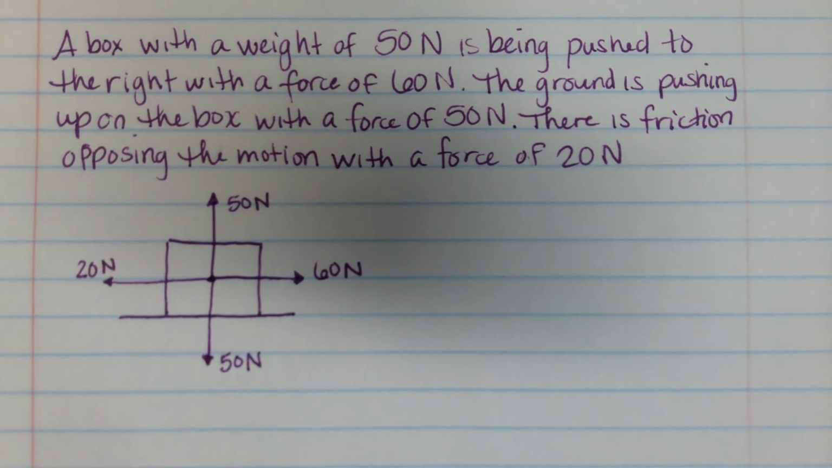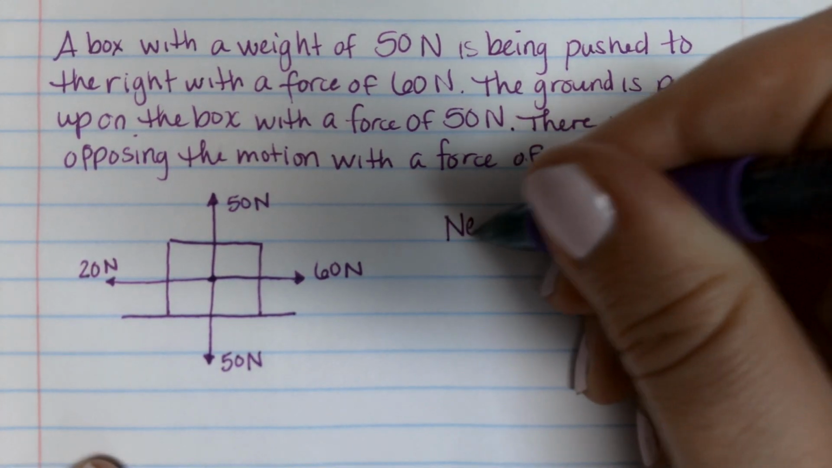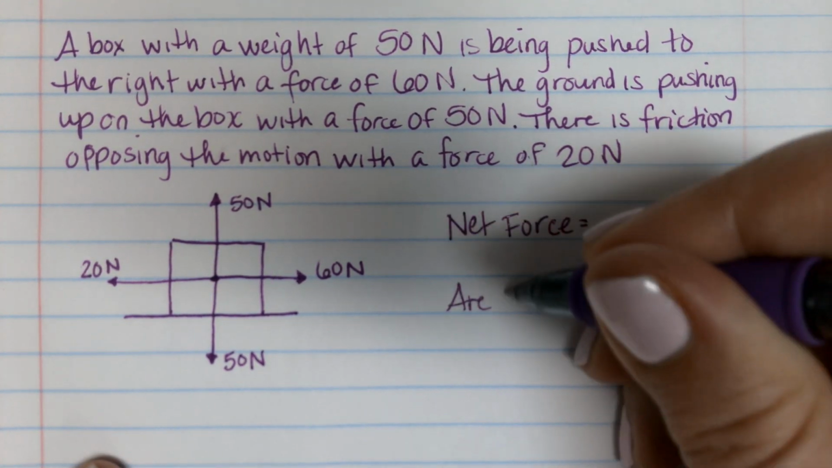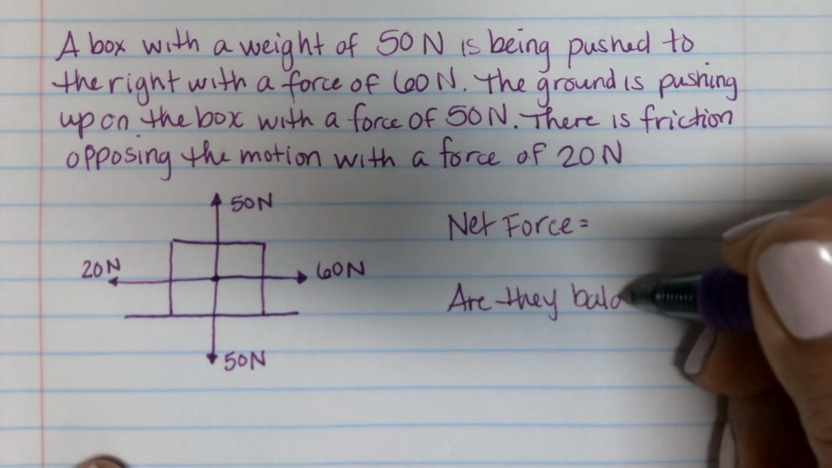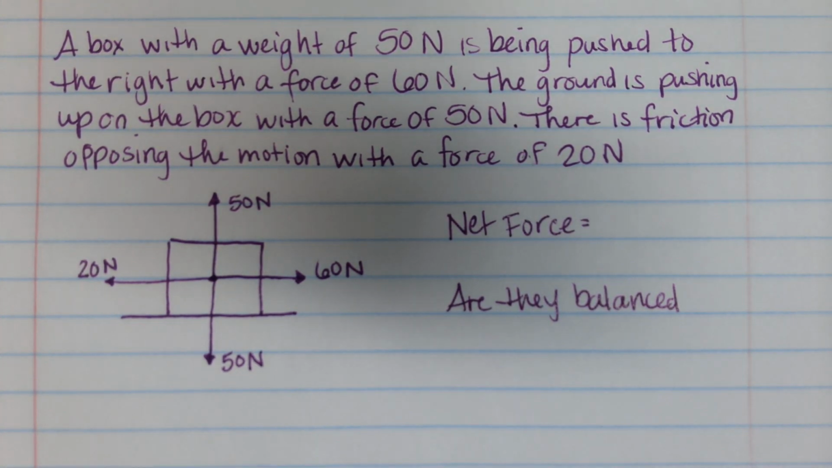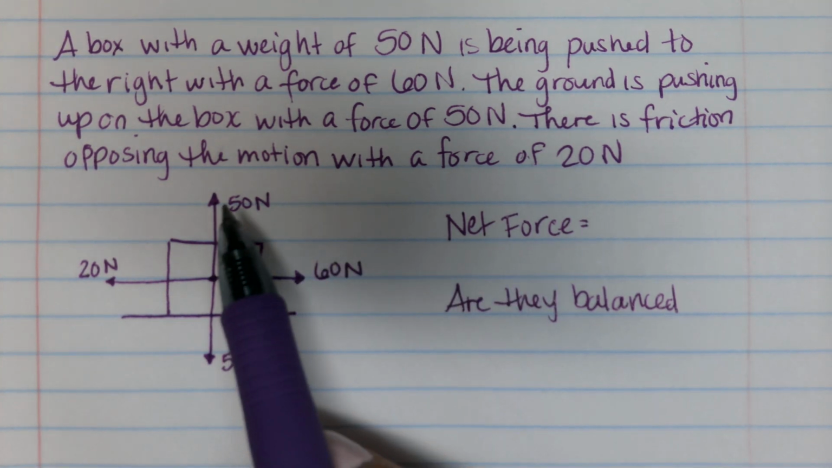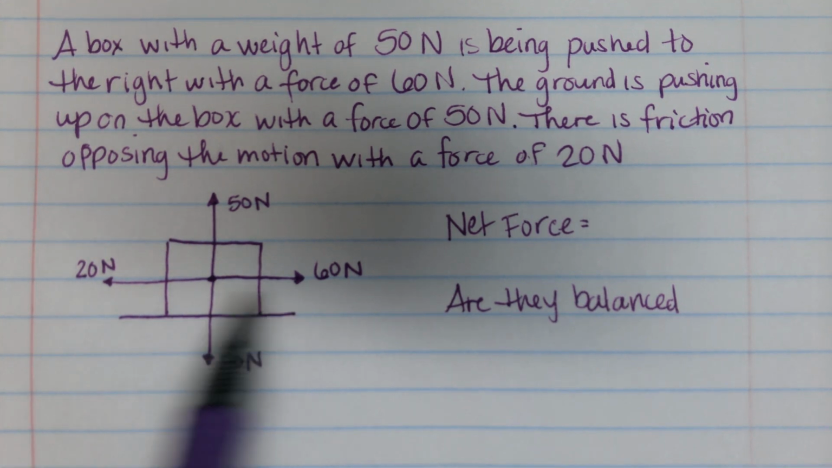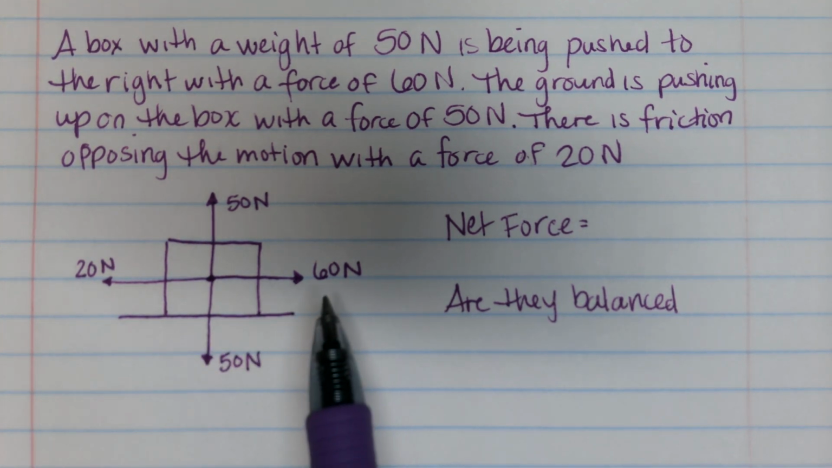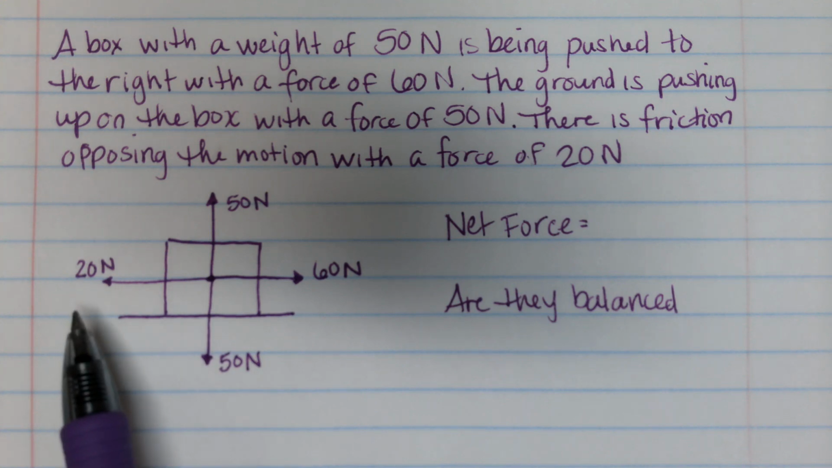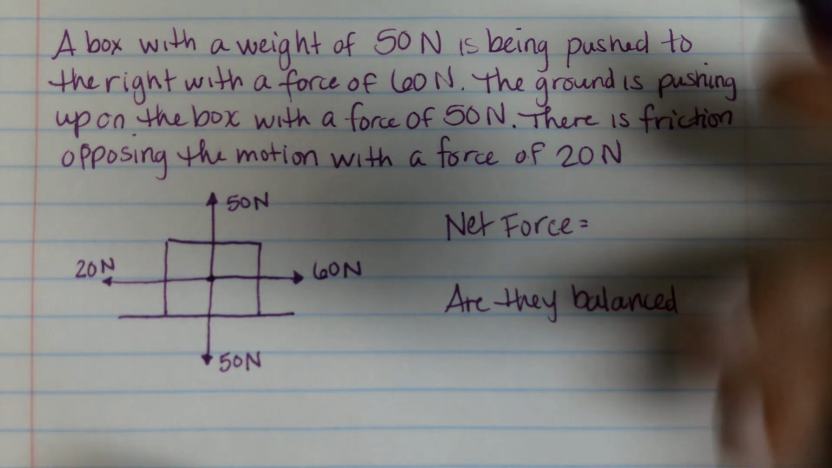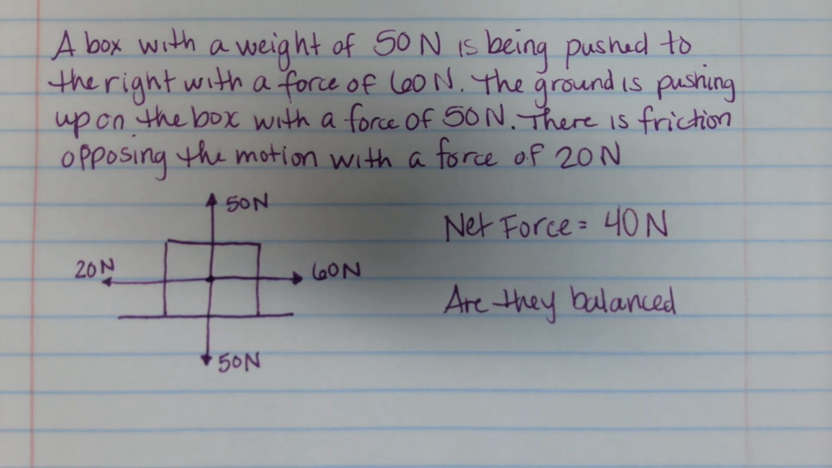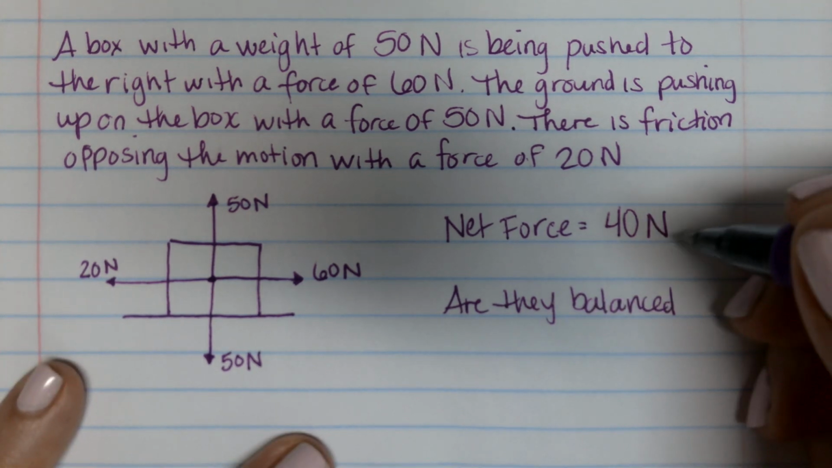So now I go back to my same two questions. What is the net force? And are the forces balanced? And the net force in this case, the 50 and the 50, the up and the down, are equal but opposite, so the 50s will cancel. But the 20 and the 60 do not cancel. So yes, we're pushing with 60 newtons, but there's 20 newtons of resistance. So the actual movement is only caused by 40 newtons of force. I would subtract those. 40 newtons of force, and then I do have to specify the directions. 40 newtons to the right.